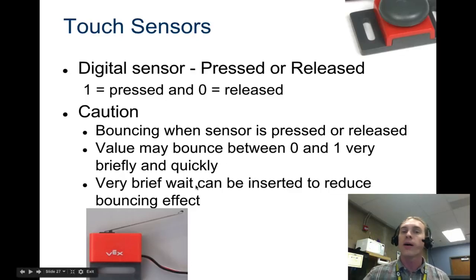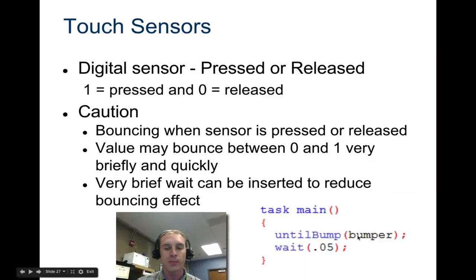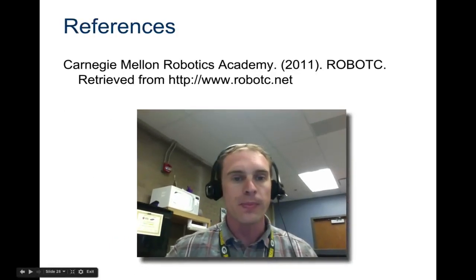So if you want to eliminate that problem, which I would suggest you do every time, you can put a very brief wait. Here would be the example. Until bump, wait 0.05, 5/100ths of a second. That's plenty because you push that button quick, push, and then it's waiting 5/100ths of a second before it reads that next line. You won't have bouncing. That's it.